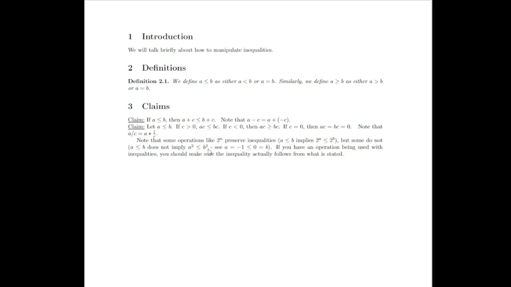So long story short, if you are using an operation with inequalities, make sure that when you do the operation to both sides of the inequality, the inequality actually does still hold. And that's something you need to justify if it's not one of the standard ones of add, divide, multiply, subtract. All right, that's what I wanted to say about that.